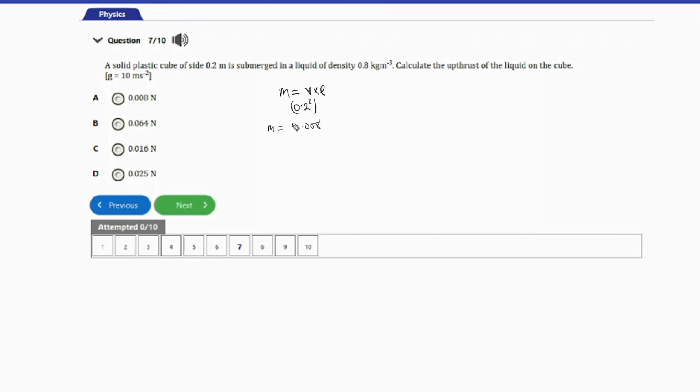0.008. So when we have 0.008 and we multiply it by 0.8, we are going to have, alright, let's try that out. 0.008 times 0.8. So we're going to have 0.0064. So guys, when we multiply this by the acceleration due to gravity, which is 10 here, we're going to have 0.064 newtons. And that's it for this question. Option B is the answer. So let's go ahead and consider the next question, guys.